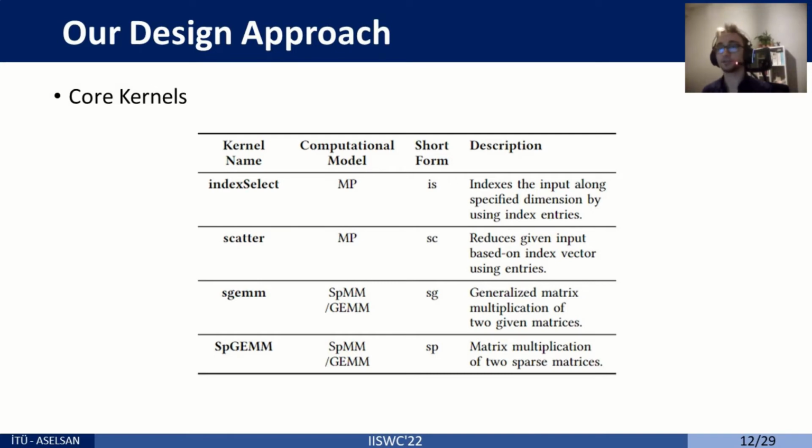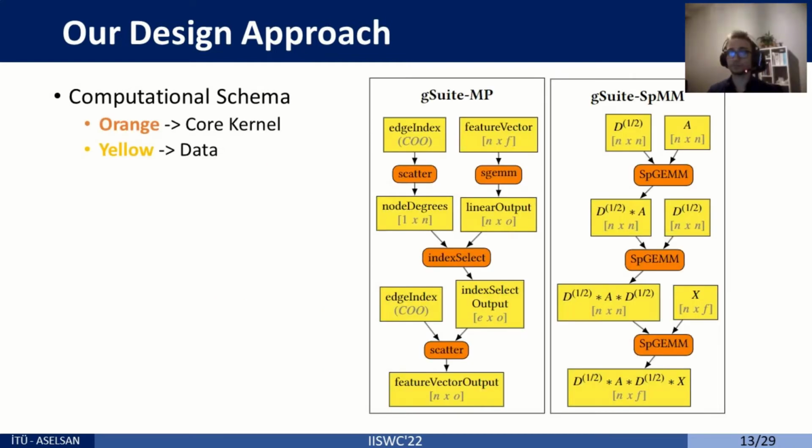The characteristics of these computational models have an important effect on the characteristics of GNN computation. We are going to imply them in the results section. To illustrate our simple and GNN-oriented approach, I put here the computation schemas of MP and SPMM GCN model. While orange boxes represent core kernels, yellow ones represent data.